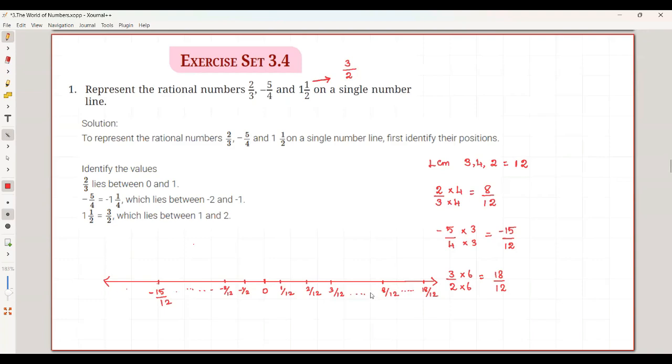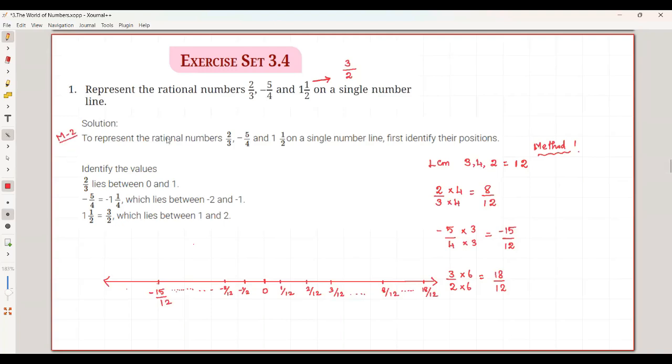We have two methods. This is one of the methods, by making the denominator the same. Here we will not get an accurate answer, as three numbers are given on one number line. If it's only one number, this is very easy. So I'm taking this as method 2. Now this is going to be method 2.